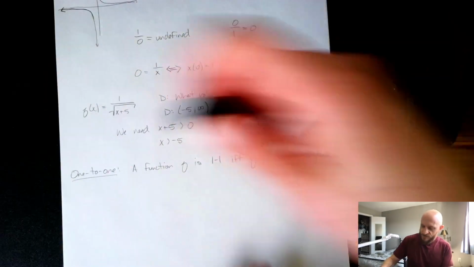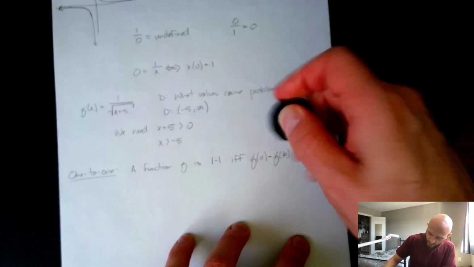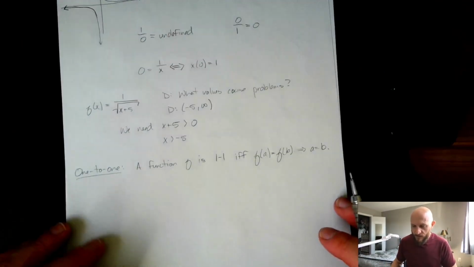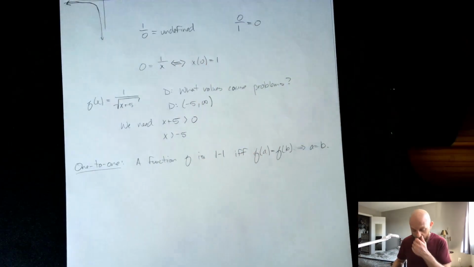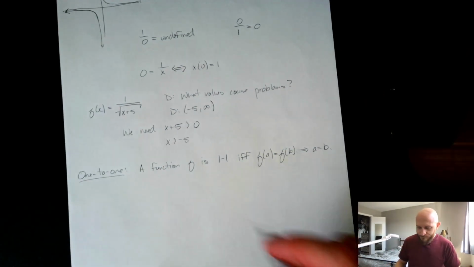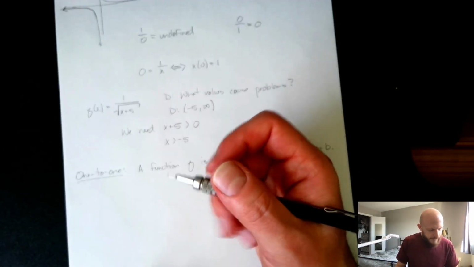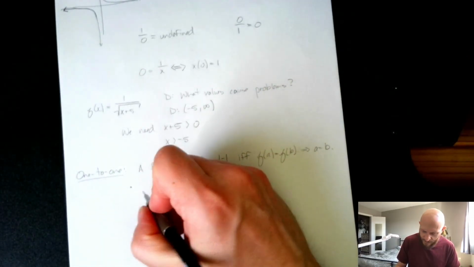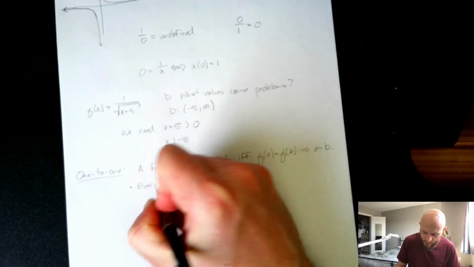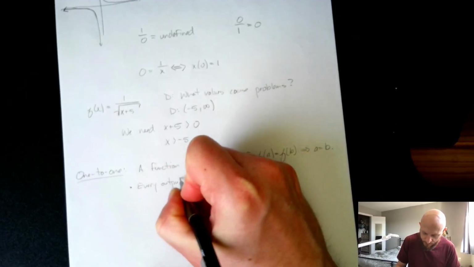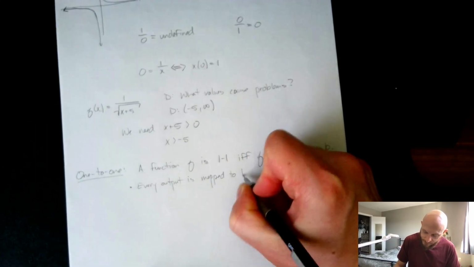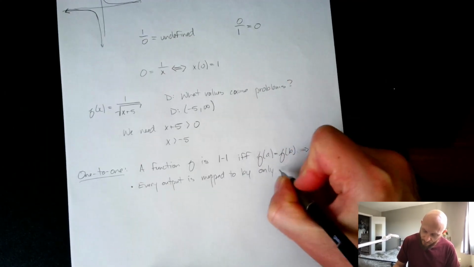So maybe that should just be one direction, because if a equals b and f of a doesn't equal f of b, then it wouldn't be a function. So maybe another way of thinking about this is that every output is mapped to by only one input.